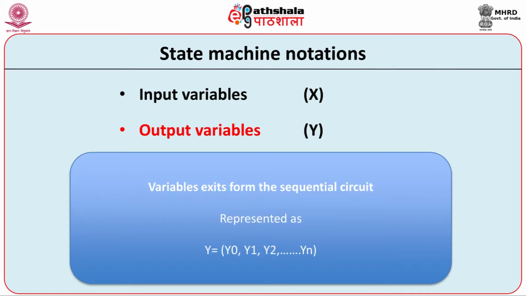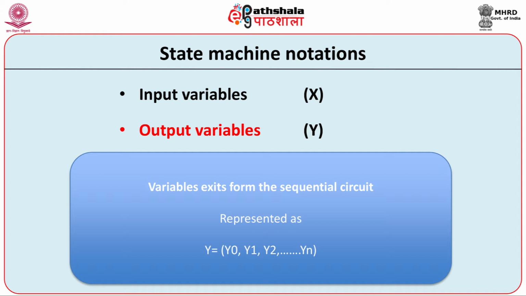Now, let us talk about output variable. All the variables that exit the sequential circuit are referred to as output variables. There are a finite number of output variables represented by the symbol y, as y is equal to y0, y1, y2 up to yn.